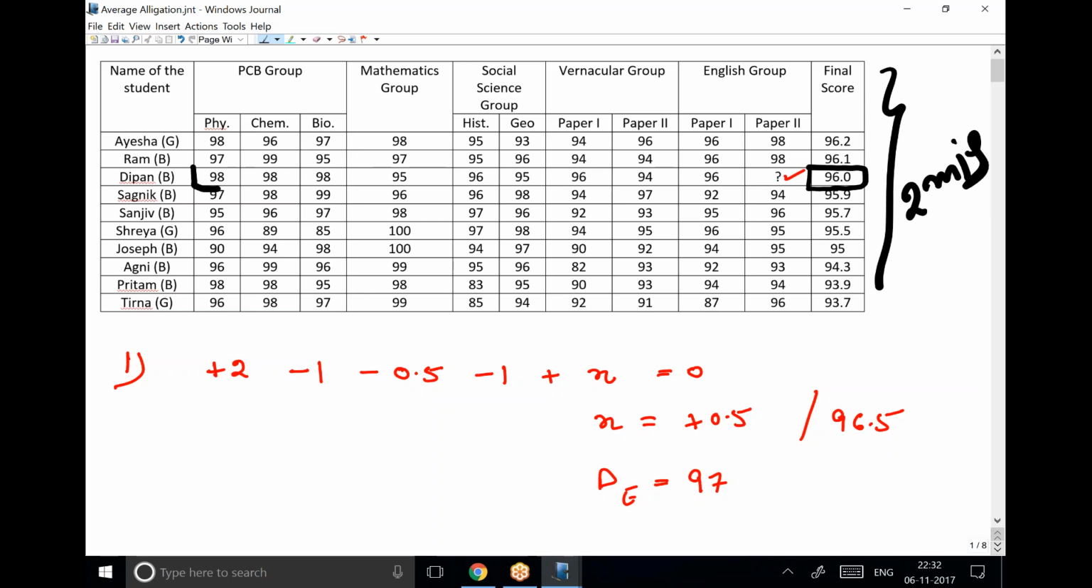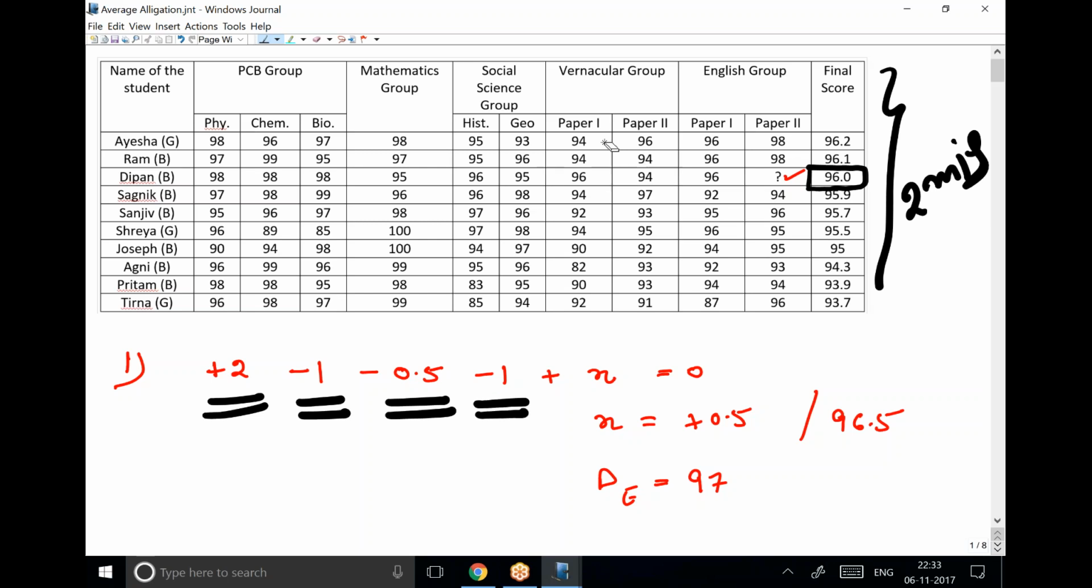If you see the average of this particular section, it is given to us as 98. How much has it deviated from 96? We notice plus 2, so I have written plus 2 here. Similarly, the average of the mathematics group comes out to be 95. So how much has it deviated? It is minus 1, so I have written minus 1 here. Similarly, the average of the social science group comes out to be 95.5 (from 95 and 96), so it deviated by minus 0.5. And look at the vernacular: the average here comes out to be exactly 95. So how much did it deviate?